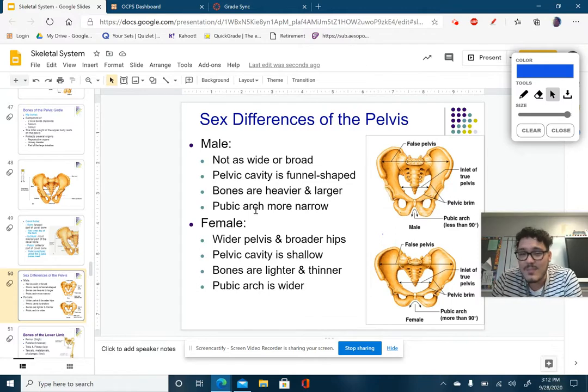Why is that the case? The big thing here, the bones are heavier and larger. Genetically speaking, men are typically heavier than women and larger than women. Does that always happen? No. There are women that are taller than men. There are women that are bigger than men. But in most cases, that's what we observe.